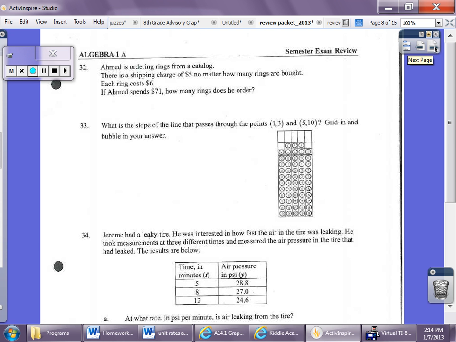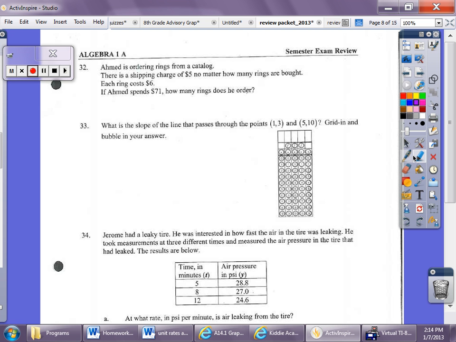Question 32, Ahmed is ordering rings from a catalog. There's a shipping charge of $5 no matter how many rings are bought. Each ring is $6. He spends $71. How many rings does he order? Well, we can write our equation. We know that the shipping charge, let me get my highlighter. So we have a shipping charge of $5, and then each ring costs $6. And we have a total of 71.